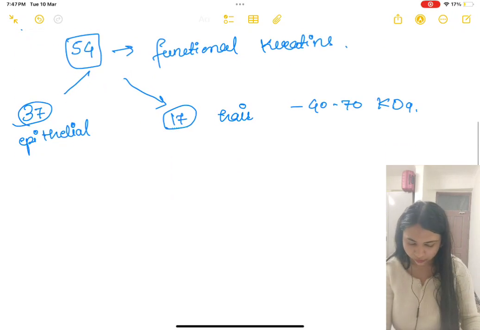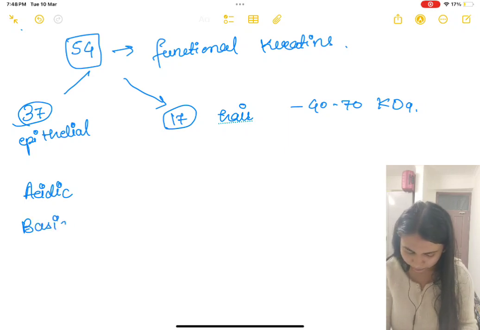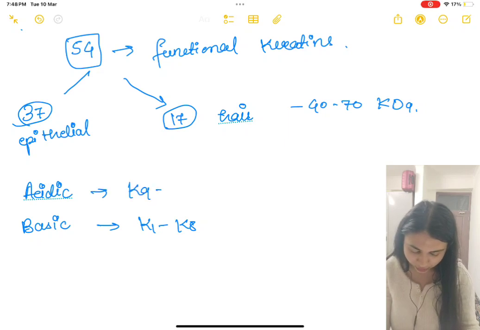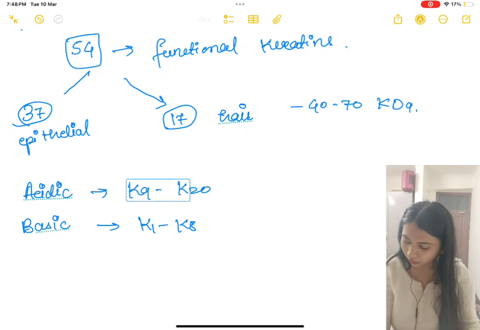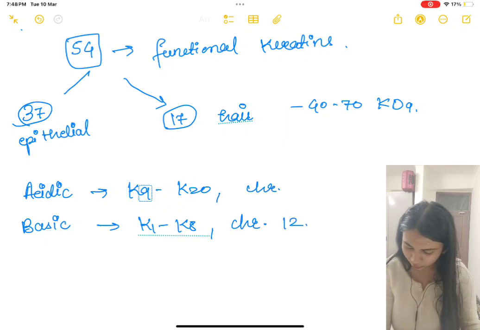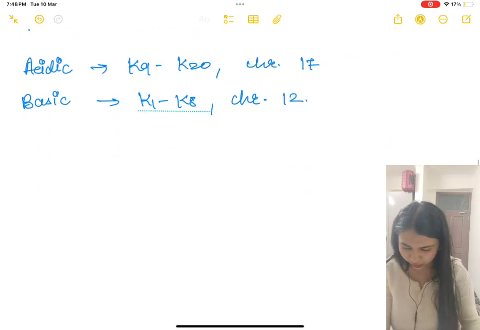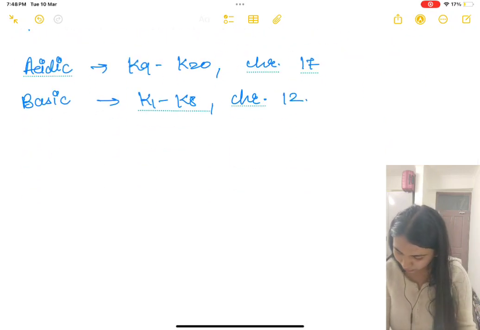Now we have types of keratin. Firstly we have acidic keratin and then we have basic keratin. In basic keratin we have K1 to K8 and in acidic you have K9 to K20. Along with it, basic keratin K1 to K8 is on chromosome 12 and acidic is on chromosome 17. These are your keratins.